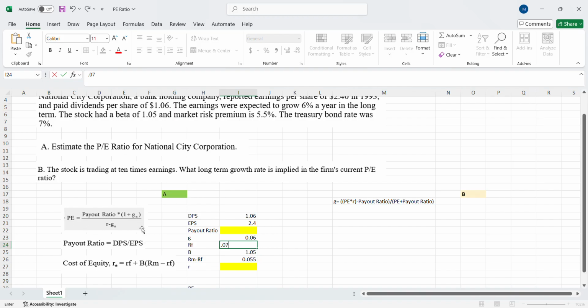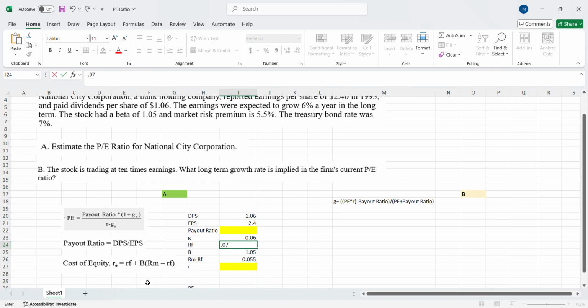So we know the formula for price earning ratio. We need the information for payout ratio, growth rate, and the discount rate. So we don't know this rate, right? So for this R, we need to calculate cost of equity.